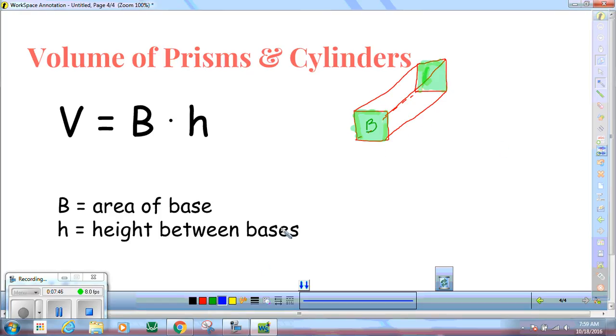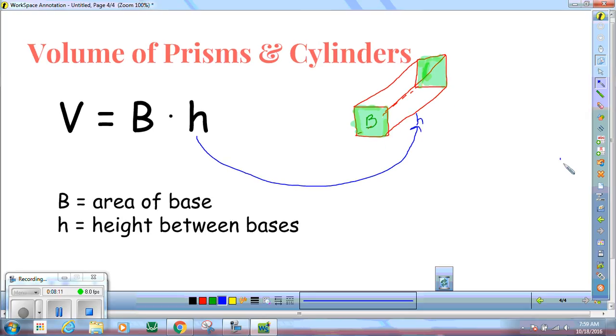When we talk about the height, that doesn't necessarily mean up and down. Height is the distance between those 2 bases. If my base is a triangle, that triangle is going to have a height associated with it in order for me to find the area of that triangle. But that's not the height that we're talking about in this formula. This height has to be the distance between the 2 bases in the prism.